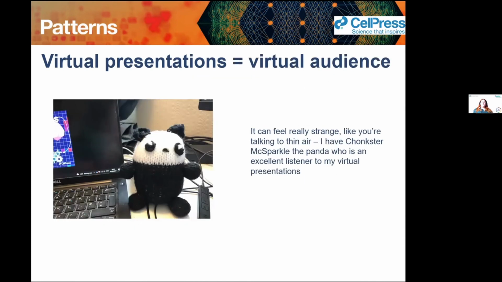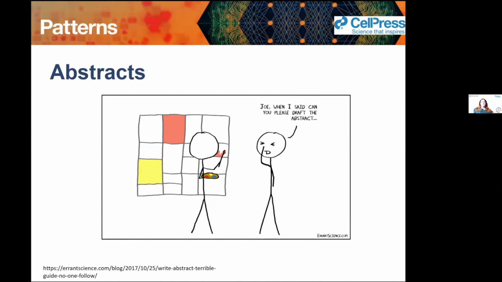My other top tip for virtual presentations is if you find yourself in a situation where it feels really weird speaking to an empty room or just speaking to your computer. What I have for my virtual presentations is Chunkster McSparkle, the panda here, who sits next to my computer and is my audience for when I'm presenting. So it makes me feel like I'm actually presenting to someone rather than just to the empty air. Anyway, there we go. I'm now going to slide into abstracts, and then I will move on from there and start talking more about the articles and the writing side of scientific communication.